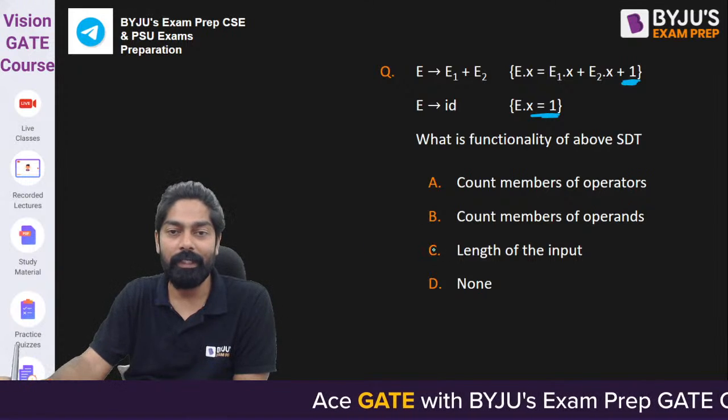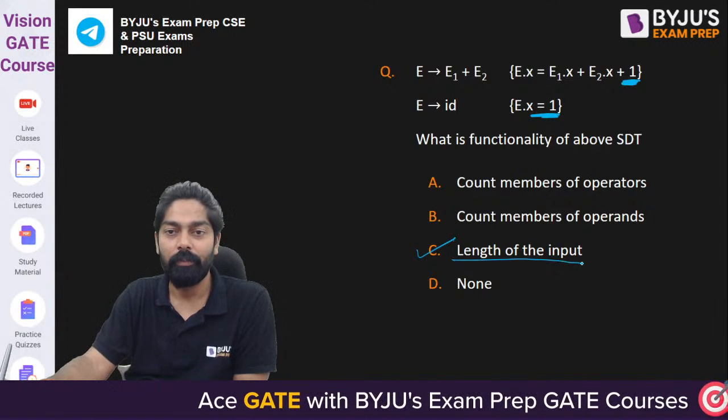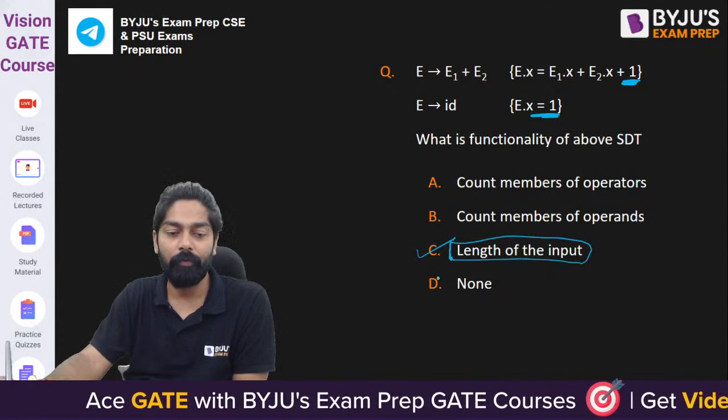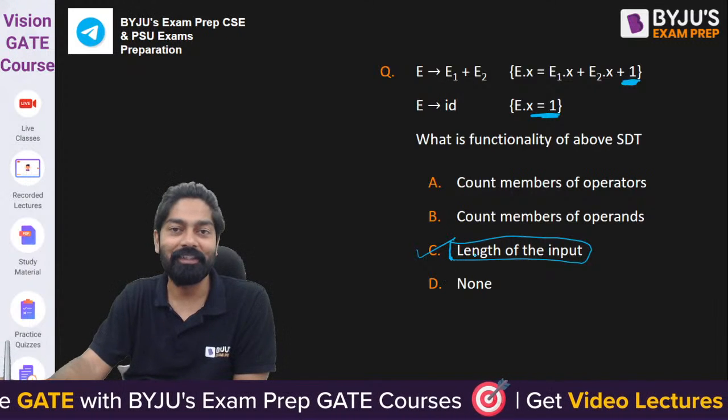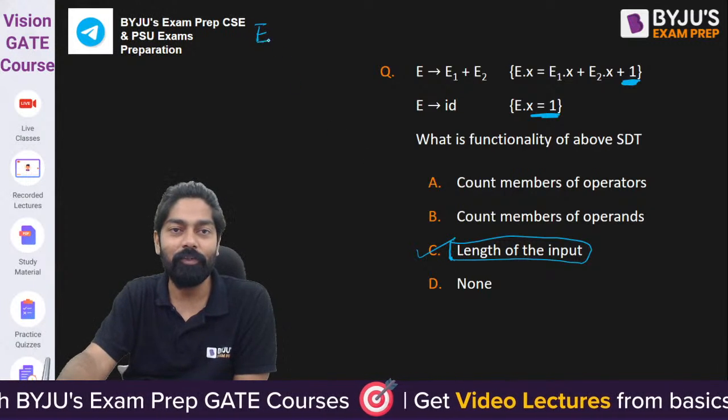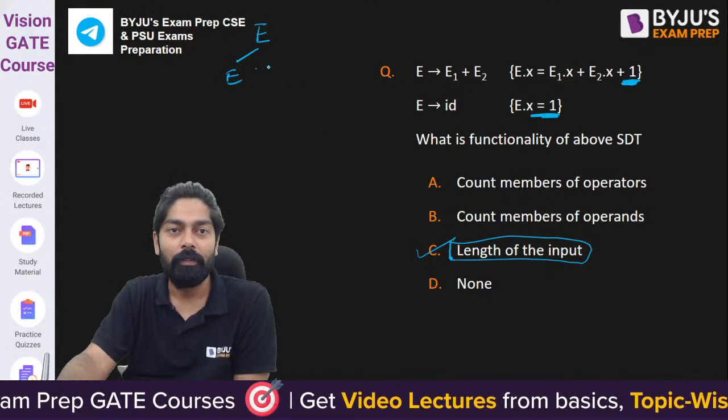Now it will give the length of the input. Fine. Now third is right. C is right. See clearly here. E goes to what we have? E1 plus E2.